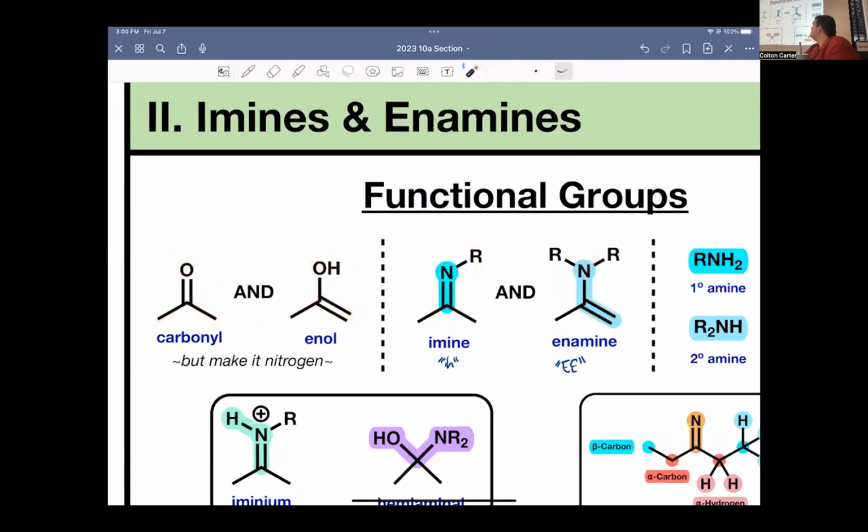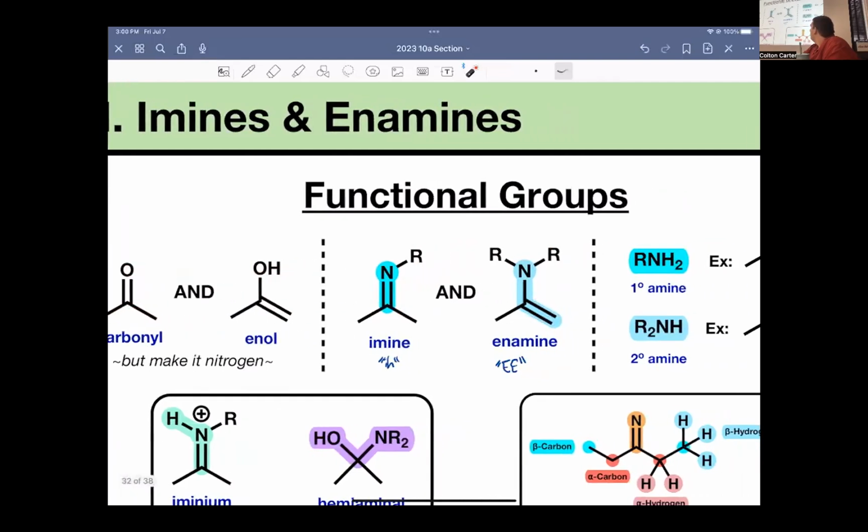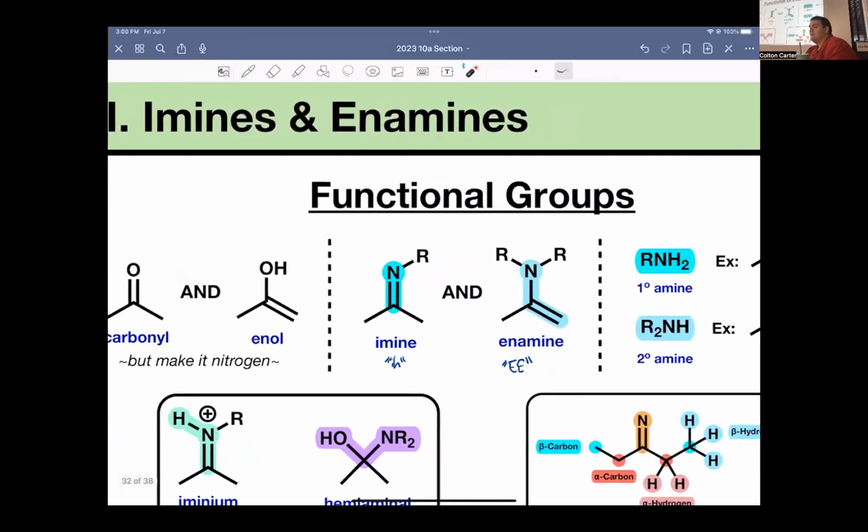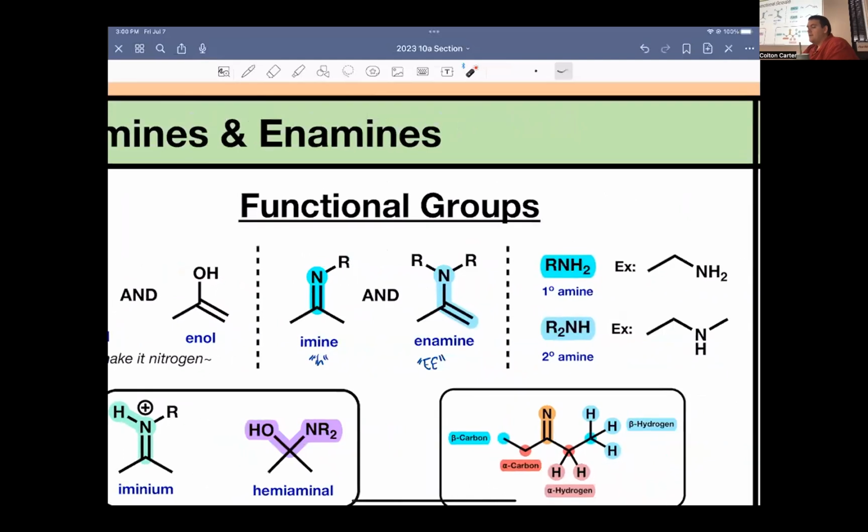And another kind of refresher of functional groups you've seen before, primary and secondary amines. So a primary amine, an example would be this one right here, ethylamine, where it's a nitrogen attached to one carbon thing. So a nitrogen attached to one carbon thing is a primary amine. A nitrogen attached to two carbon things is a secondary. And then you could also have a nitrogen attached to three carbon things, tertiary amine.